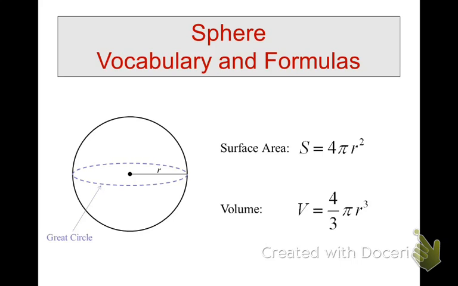I already kind of talked through earlier that a sphere has only one dimension that we use, and it's the radius. I may or may not give you the radius explicitly. I will at least give you enough information to find the radius, though. Okay?